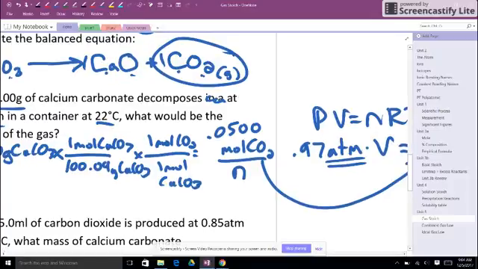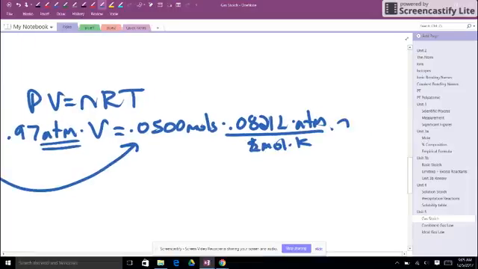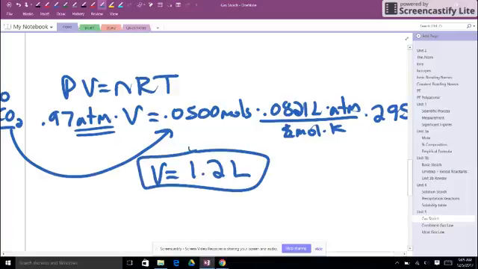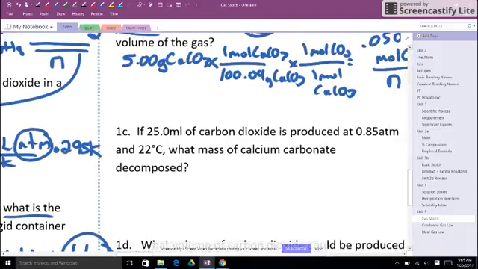And I'm going to look over here at my 22 degrees Celsius plus 273. Have to use Kelvin. Okay, so we have all our variables set, so it looks like volume would equal this 0.05 times 0.0821 times 295 and then divided by 0.97, and we get 1.2 liters as our answer. Let's try another one of these.